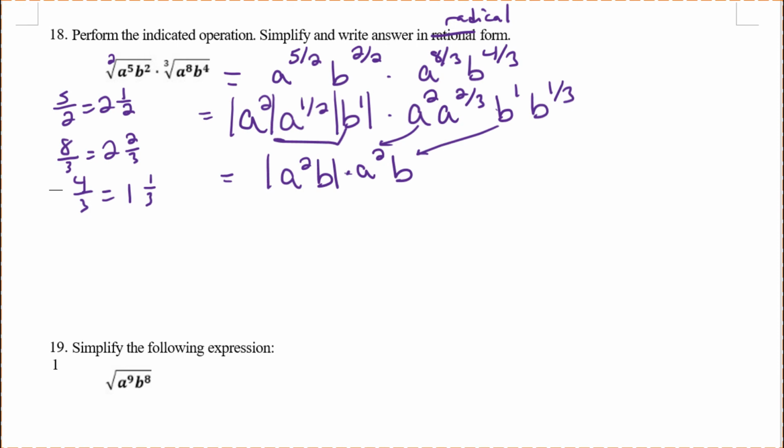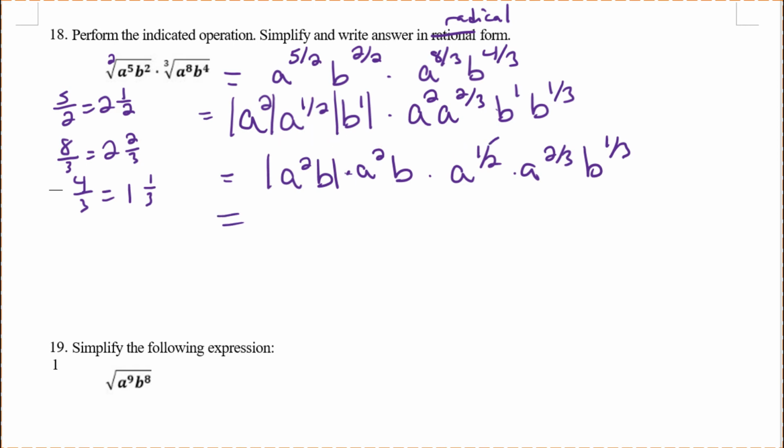And then now I'm going to rewrite the a to the 1/2 as square root of a. I'm going to leave it as a to the 1/2. I have a to the 2/3. And then I'm going to rewrite the b, writing out the b to the 1/3.